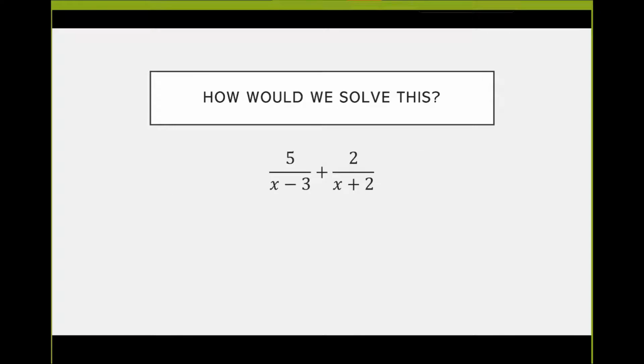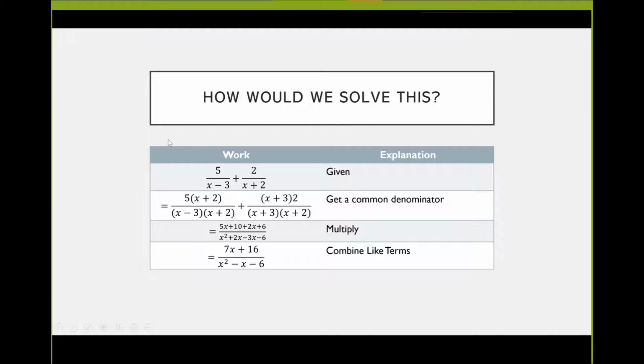So to start off, what would I have to do to solve this? Make the denominator the same. Okay, so I have to get a common denominator first. If I wanted to solve this, I would get a common denominator, multiply everything out, then combine my like terms, and end up with 7x plus 16 over x squared minus x minus 6.